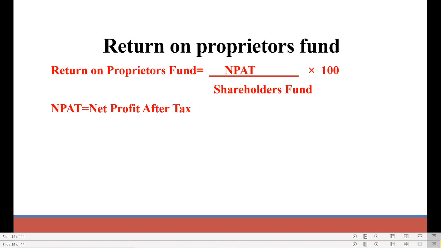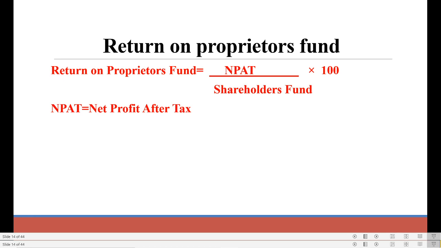Coming to the next, return on proprietors' fund. Proprietors means owners, the shareholders' fund. The formula is again: the denominator will be your input and the output will be the return on that. So the denominator is shareholders' fund and the numerator is NPAT, that is net profit after tax. Now, why have we considered net profit after tax here?